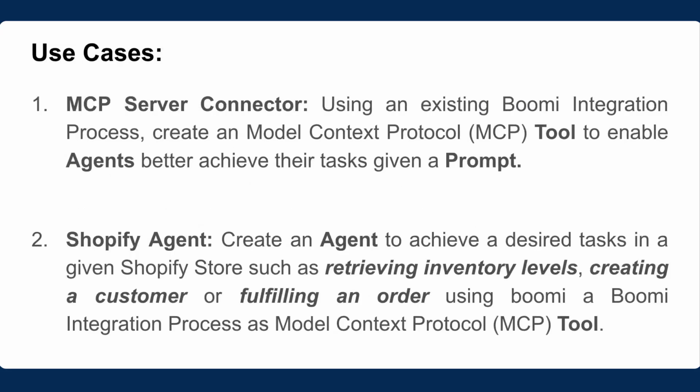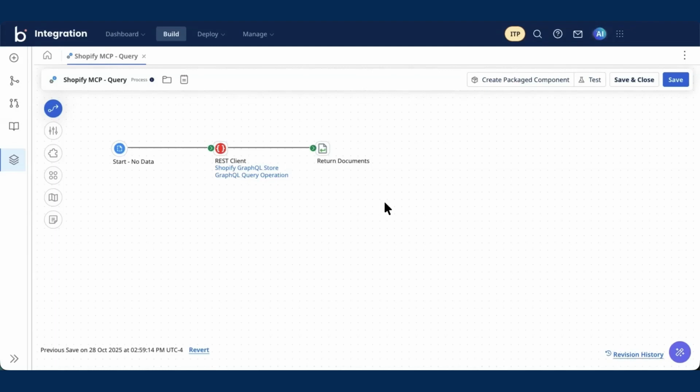Let's walk through some of the use cases. First, we will use an existing Boomi process that we will deploy as an MCP tool that can be leveraged by an agent to perform desired tasks. In our second use case, we will be building an agent in Boomi Agent Studio. This agent will help us with some of the tasks you normally do in a Shopify store, such as asking questions about inventory levels, creating a new customer, among others.